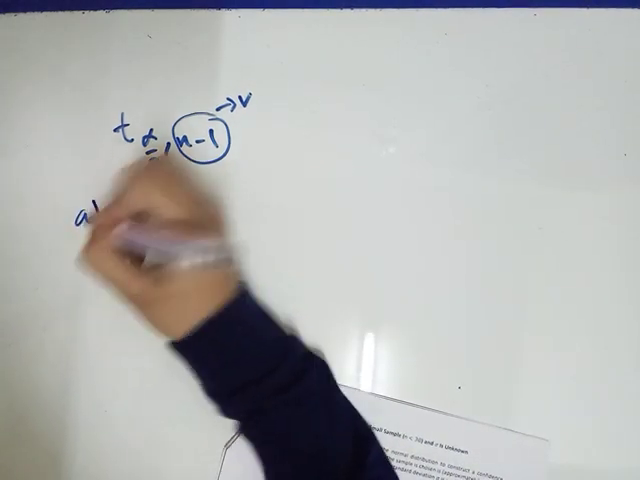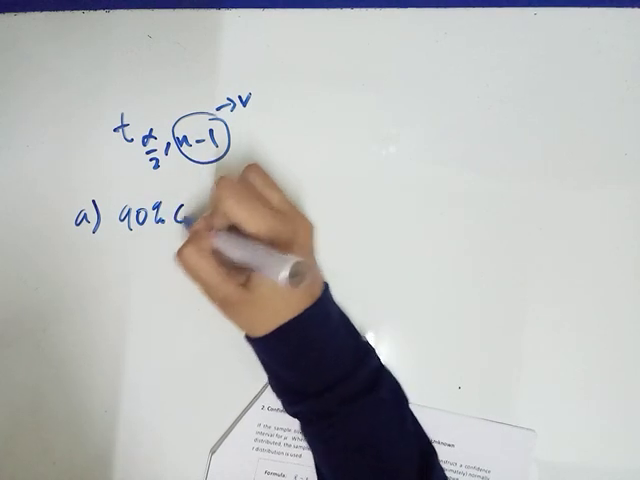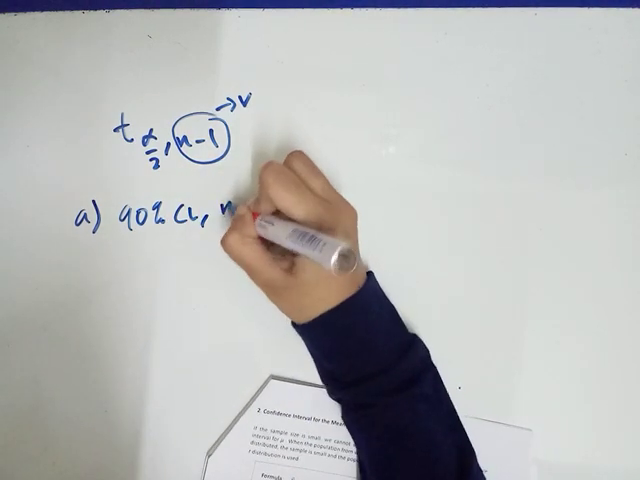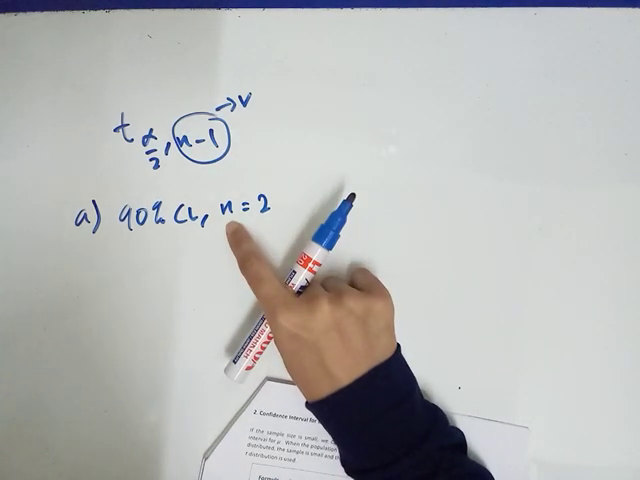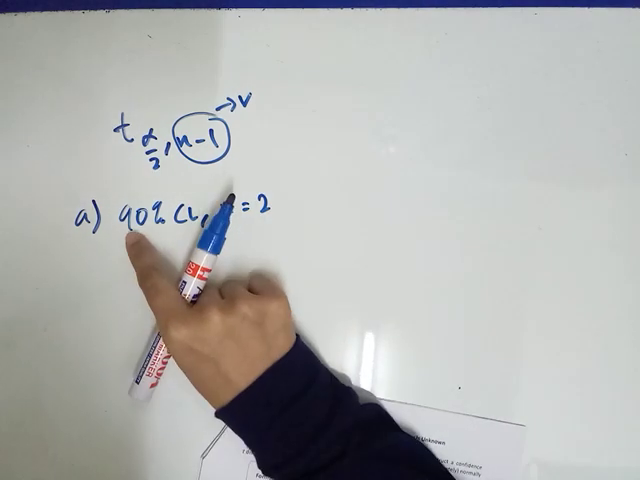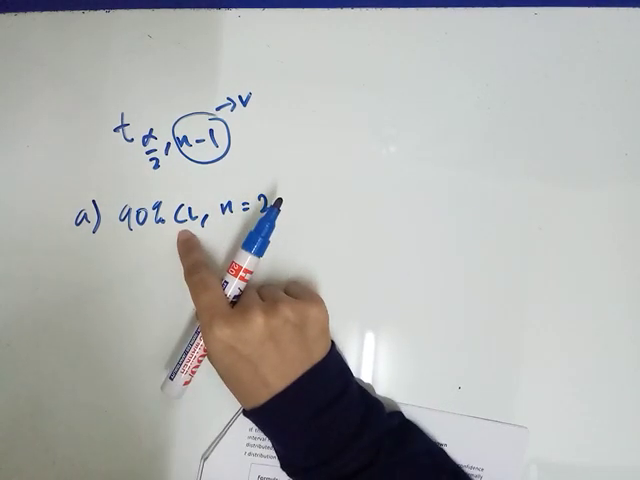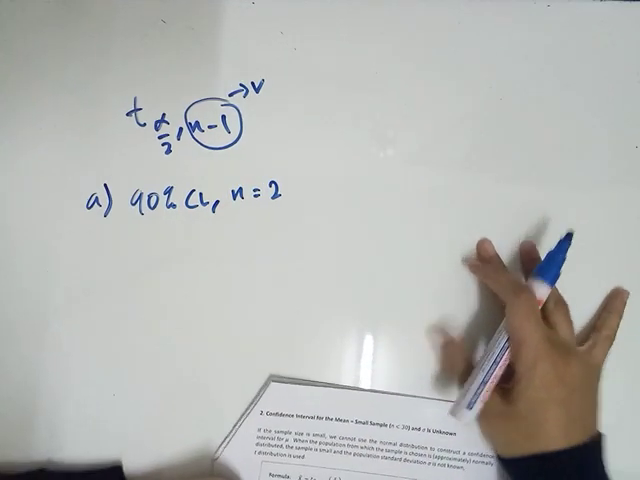A, 90% confidence level where n is equal to 2. n is sample size here. When the sample size is equal to 2, and it gives 90% confidence level, which is the probability. So how to find the t value?